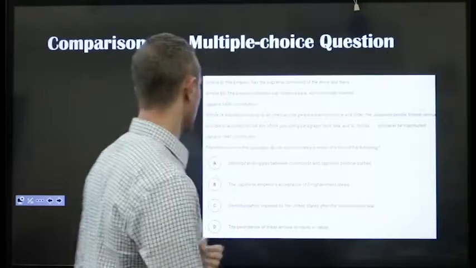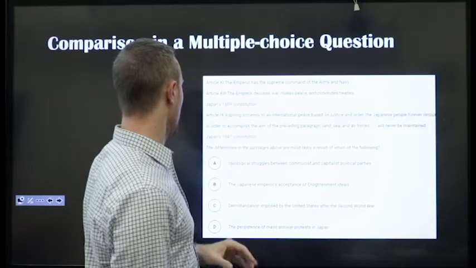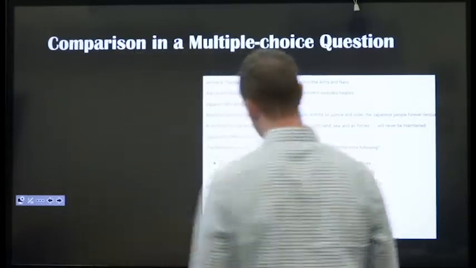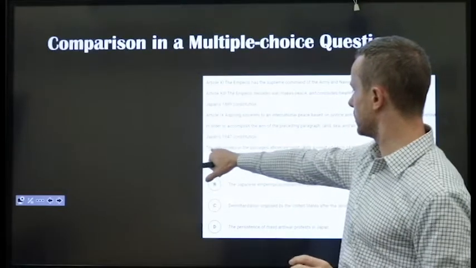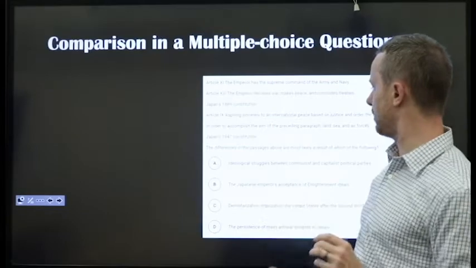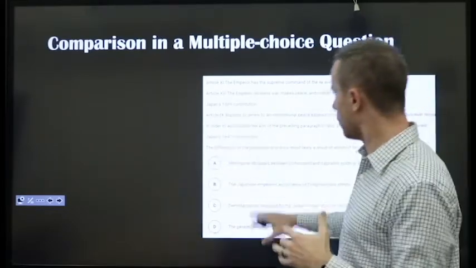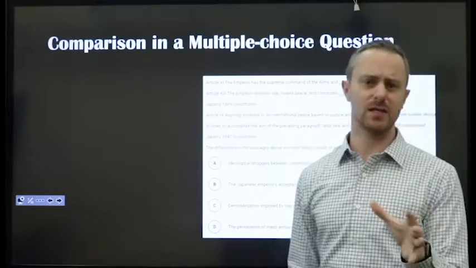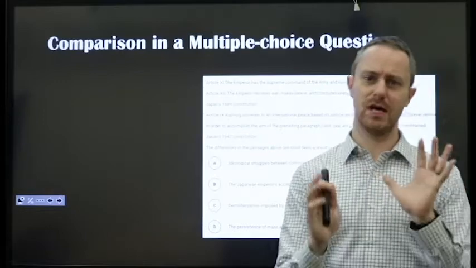All right, so I'm guessing you can't read that from here, but what I want to draw your attention to is this word differences. This is a stimulus for a multiple choice question, and the question says the differences in the passage above are most likely the result of which of the following. Don't worry about the content. If you're taking this class and you have not studied Japan in the 19th and 20th centuries yet, don't worry.